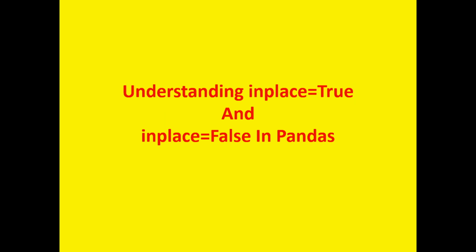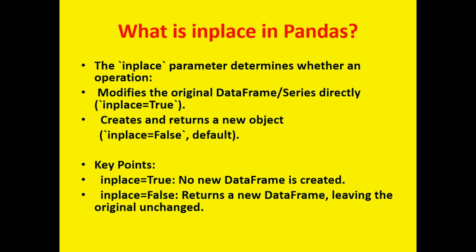So understanding inplace equal to True and inplace equal to False in pandas. What is inplace in pandas? The inplace parameter determines whether an operation modifies the original DataFrame or Series directly. Key points: inplace equal to True, no new DataFrame is created. inplace equal to False returns a new DataFrame, leaving the original unchanged, right?